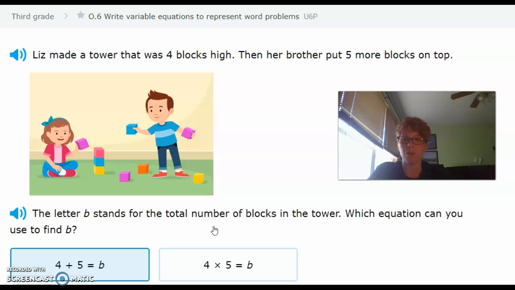You're going to be filling out a worksheet. And if you need help, please go back and rewatch the video and think about the start, the change, and the result, and how the missing variable fits in with that.